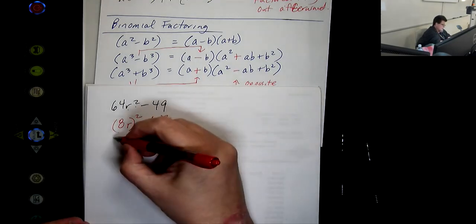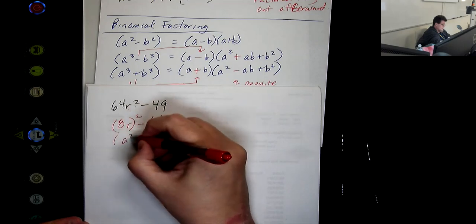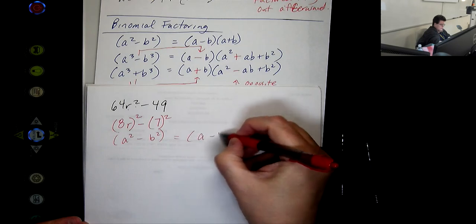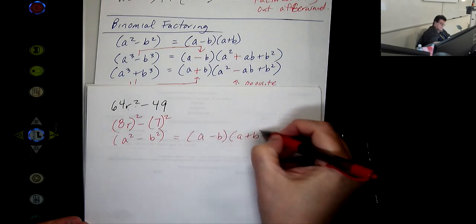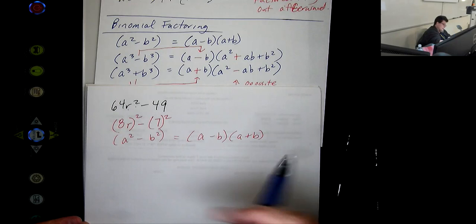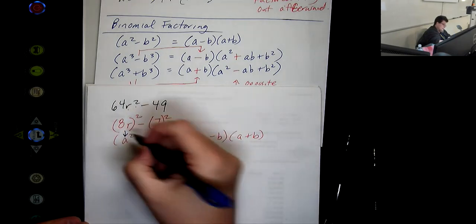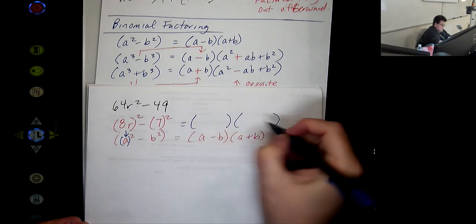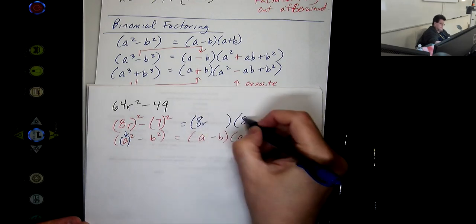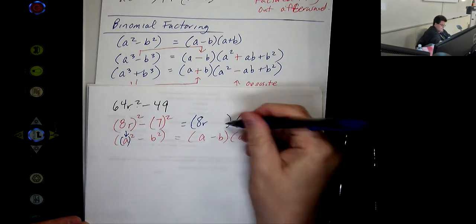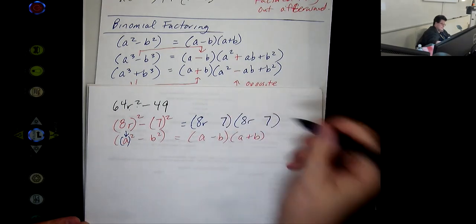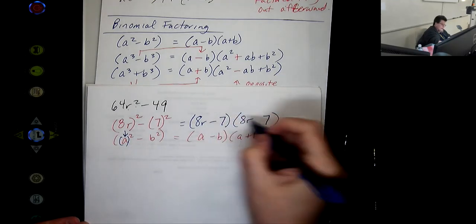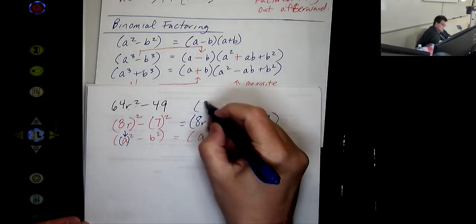So if I want to line this up with a squared minus b squared equals a minus b, a plus b, I've got to match these up. 8r is a, so where I see the a, I can throw in the 8r. And b is 7, so wherever I see the b, I'll put the 7. Then one has to be positive and one has to be negative. I can do that part in either order.